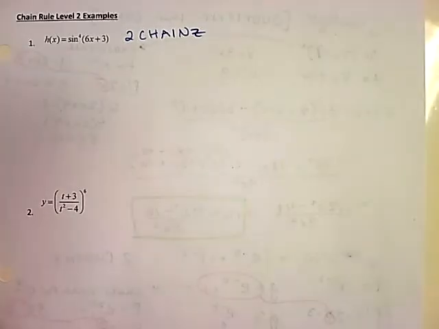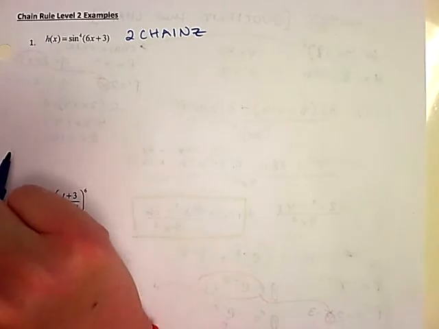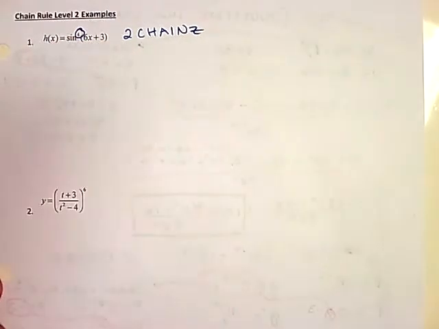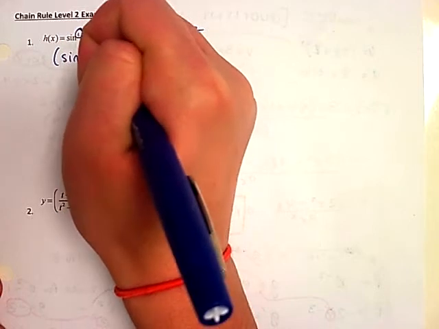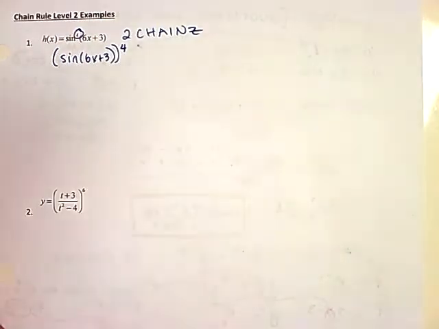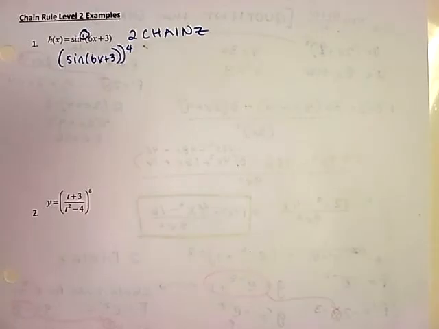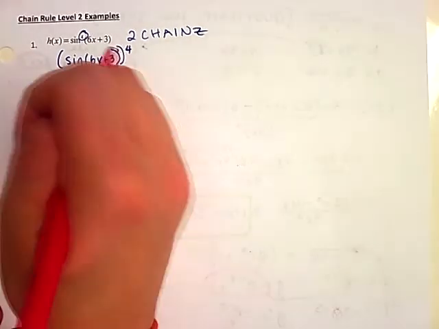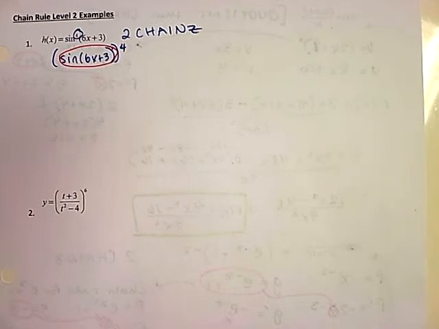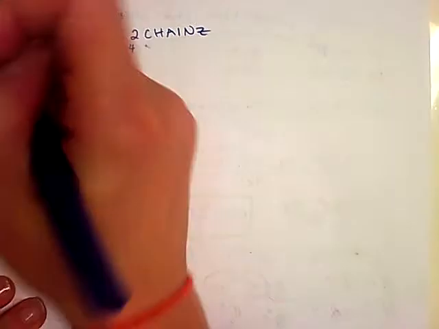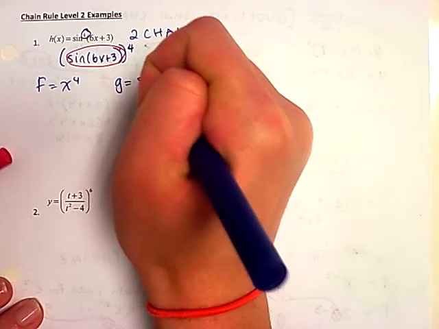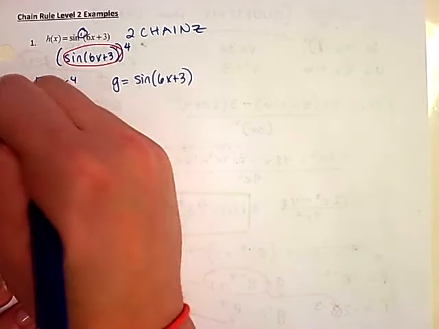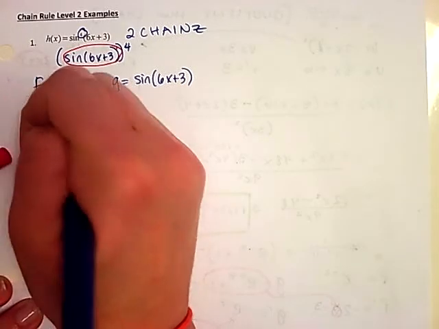So first of all, the key understanding is seeing what the outermost function is, and when we see that 4 there, we can rewrite this as sine of 6x plus 3 all raised to the 4th power. So that's cluing us into our whole outside function is to the 4th power, and then we can think about all of that as being the inside function. So I'm going to say my f is x to the 4th, my g is sine of 6x plus 3. I know my f prime will be 4x to the 3rd.